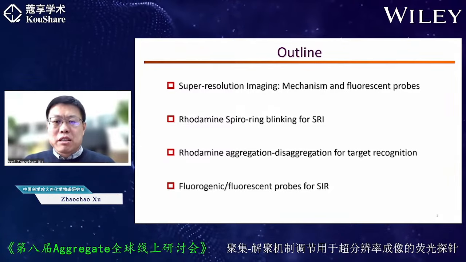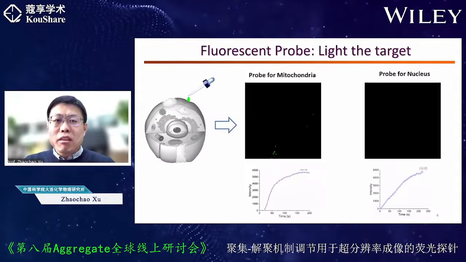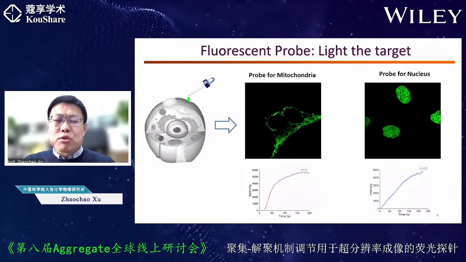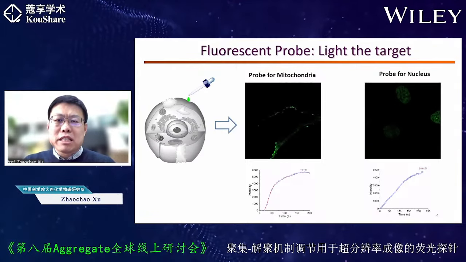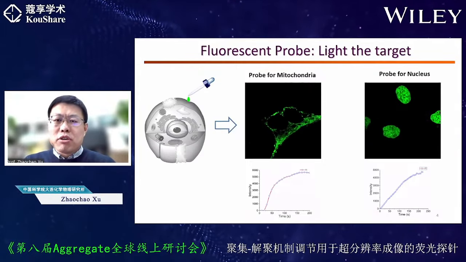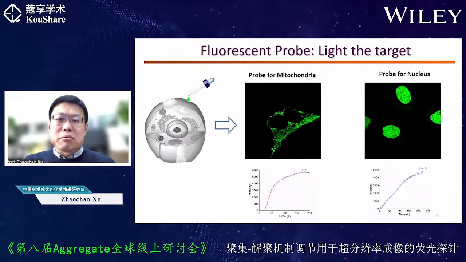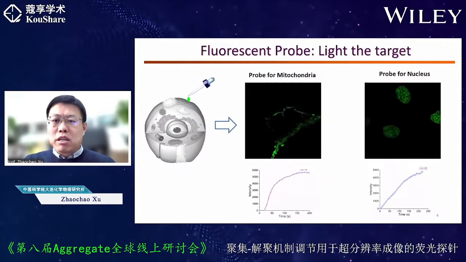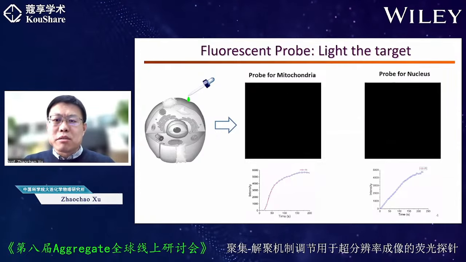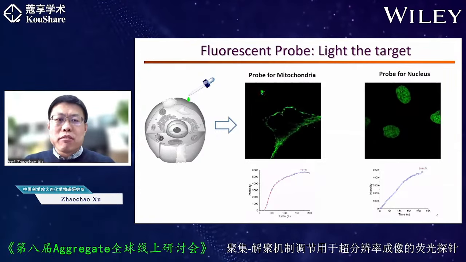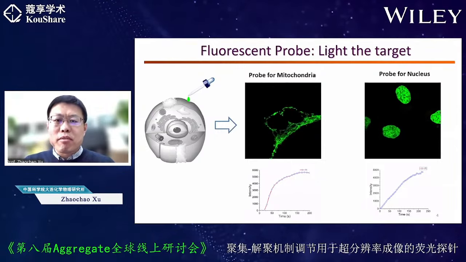to address these challenges. An ideal fluorescent probe should rapidly enter cells and selectively light the target molecules. For instance, what is shown here is a probe from my lab that can enter cells and recognize and then light the mitochondria and the cell nucleus within 100 seconds.